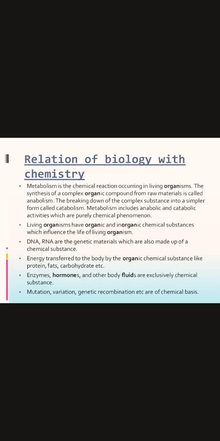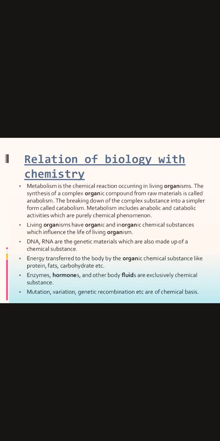So first we are going to see the relationship of biology with chemistry. We all have heard about the metabolism process in our body, right? Metabolism is a kind of chemical reaction in a living organism. It consists of two processes: one is anabolism and another is catabolism. What is anabolism? It is the synthesis of complex substances. If you have raw components, they combine to form complex combinations, like preparation of food. And catabolism is the breaking down of those complex substances.